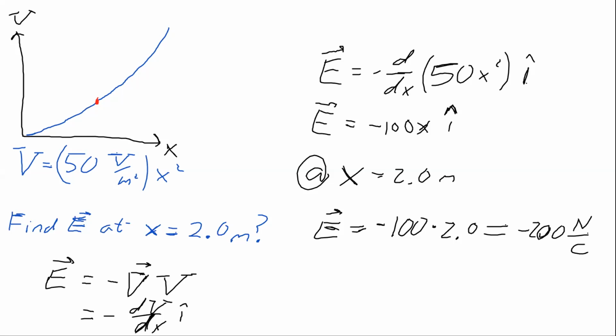So pretty easy, I think, when you go from voltage to electric field, or from potential to electric field. All we're doing is the negative derivative. All right, and that's how we do that.